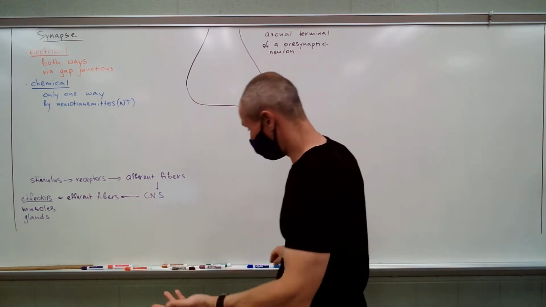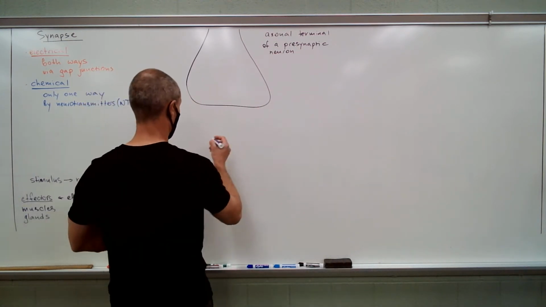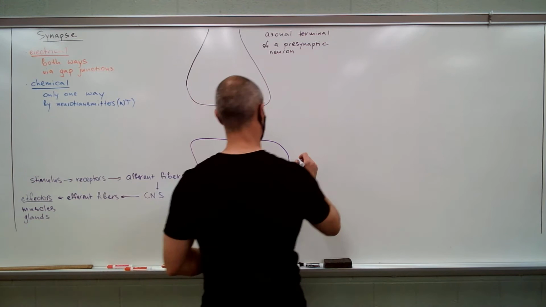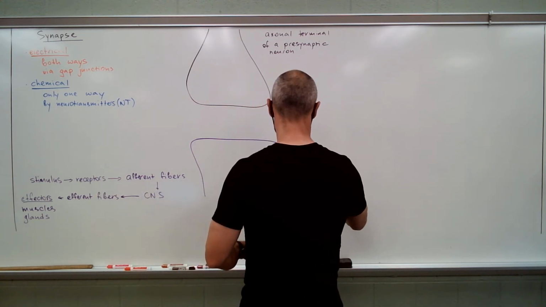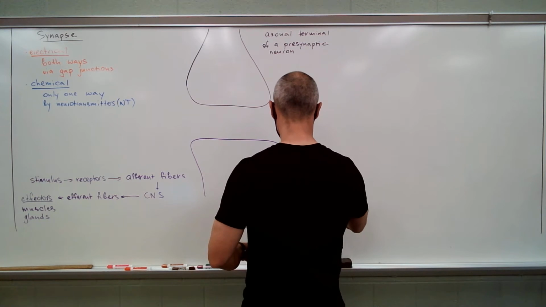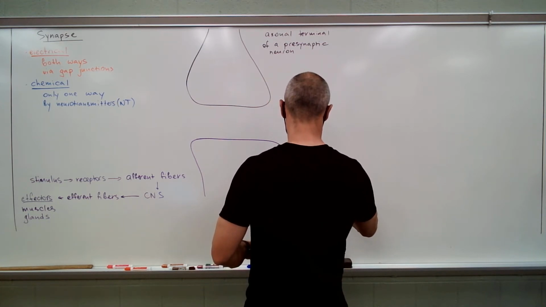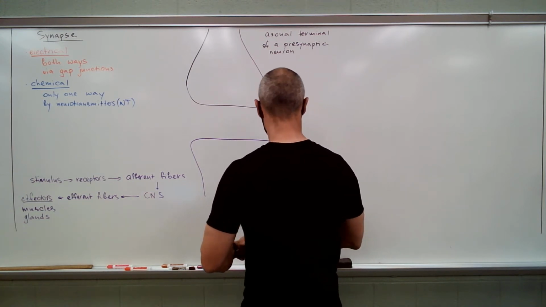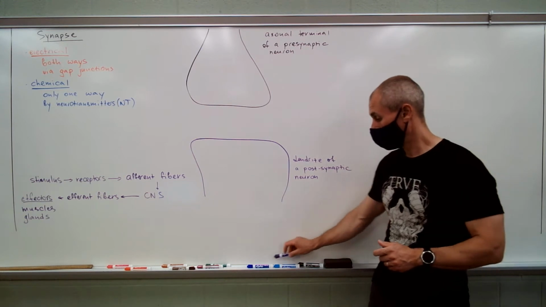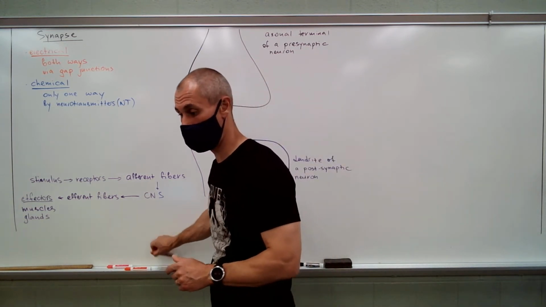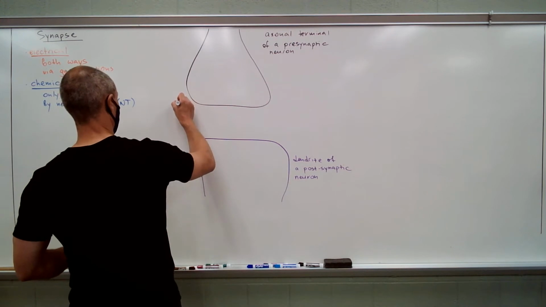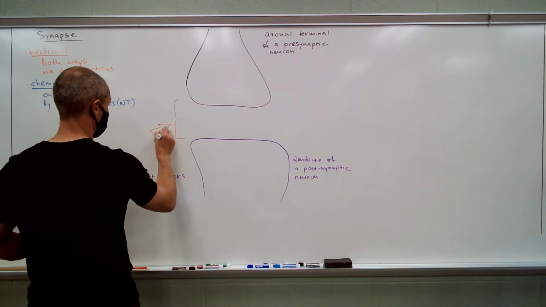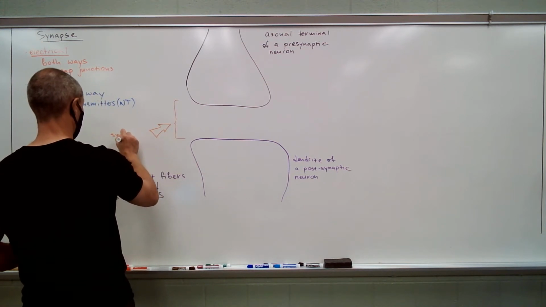Now on this side, logically, you're going to have a dendrite of a postsynaptic neuron. We're good so far? Follow? Okay. This gap right here is physically existing, and it's called the synaptic cleft.